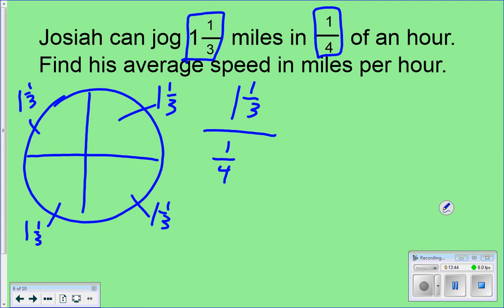So let's write it out like we normally do. 1 1/3 divided by 1/4. But I have to do what with that 1 1/3? I gotta make that a proper fraction, right? So it'll be 4 over 3 times 4 over 1. And I get 16 over 3.